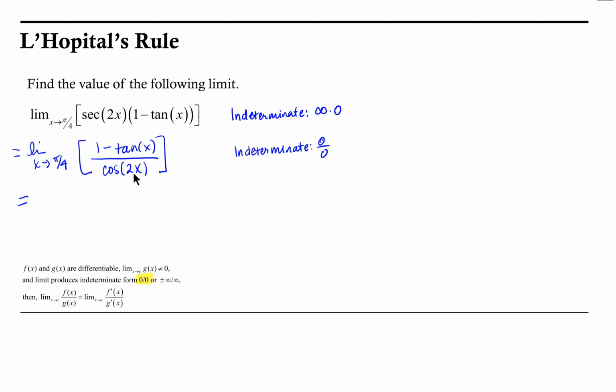So this equals, and we will write LH over the equal sign to warn the reader that what follows is an application of L'Hopital's rule. And we get the limit as x approaches pi over 4. Now the derivative of our numerator, the first term is 0, so minus, and the derivative of the tangent function is the secant function squared. So we'll have negative secant squared of x in our numerator.